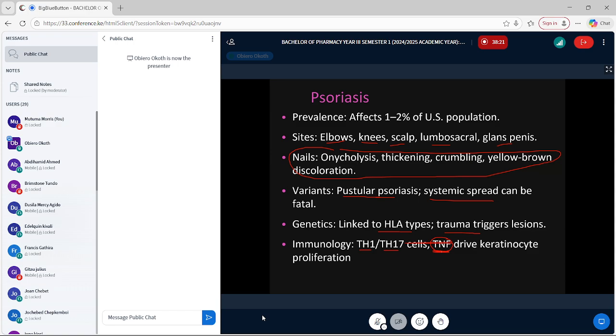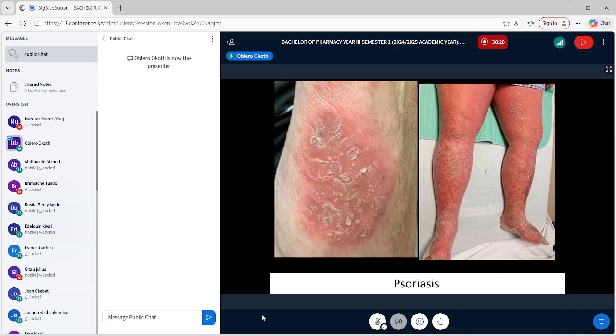Okay, this is a pustular psoriasis. You can see pustules. You can see pus formed. Okay, this is what we call erythrodermic psoriasis. Almost like the whole body is now involved. It's a severe form of psoriasis. But again, you can still see the pustules. This is erythrodermic psoriasis.